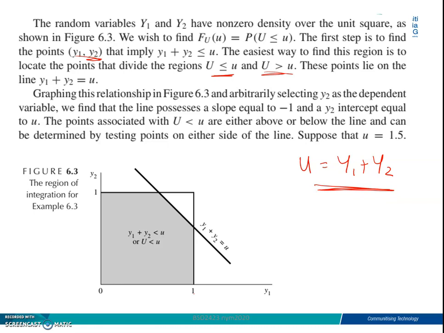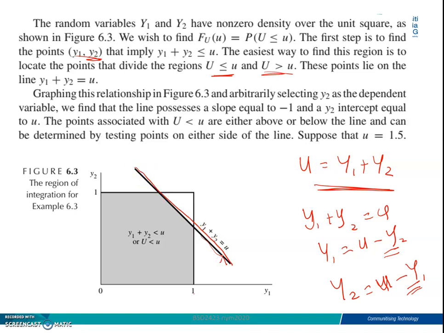If you look at figure 6.3, you can select arbitrarily Y2 as the dependent variable. We find that the line possesses a slope equal to -1 and a Y2 intercept equal to u. Basically, you can try this: let Y1 plus Y2 equal u, so Y1 is u minus Y2, and the slope is -1. Similarly, Y2 is u minus Y1, so the slope is -1 as well. So that's why you will have this line, going down to the right.